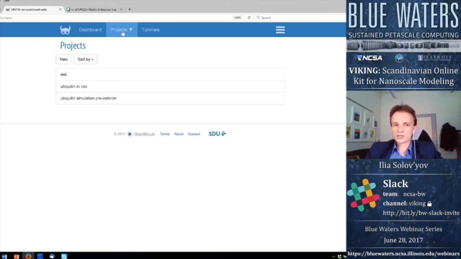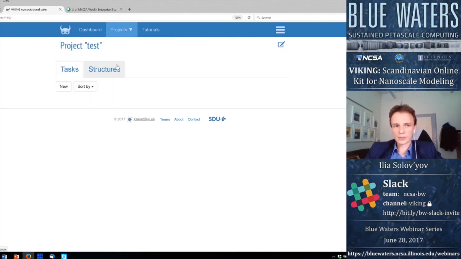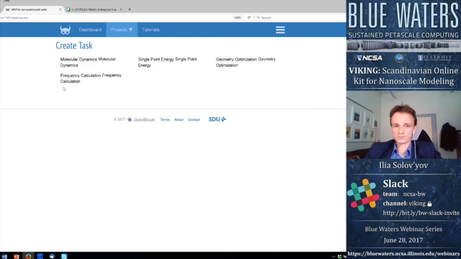Once the project is created, we can actually see it here in the list of projects, and I can select it now by clicking on it. This takes me to the page of the project test, and as you can see, the project right now has no tasks defined. This is obvious because this is a new project, and what I would like to do now is define a new computational task by choosing the new option.